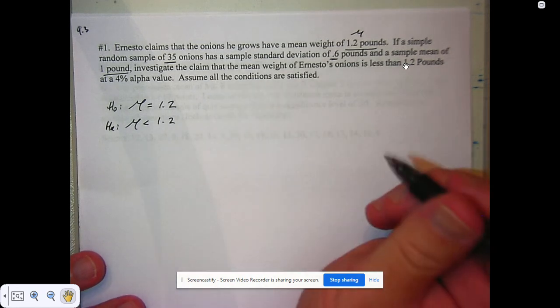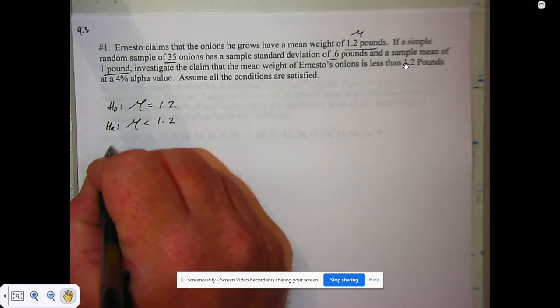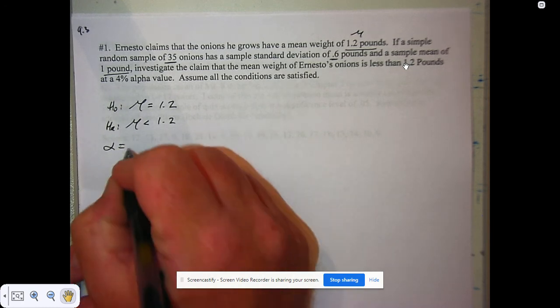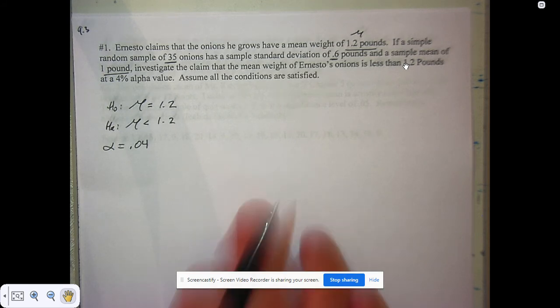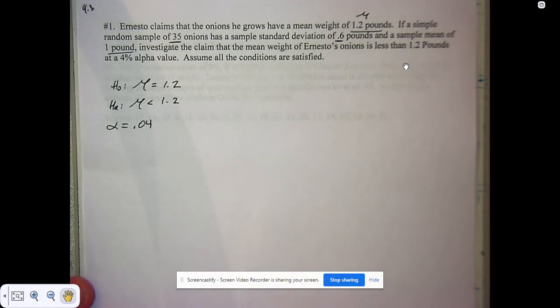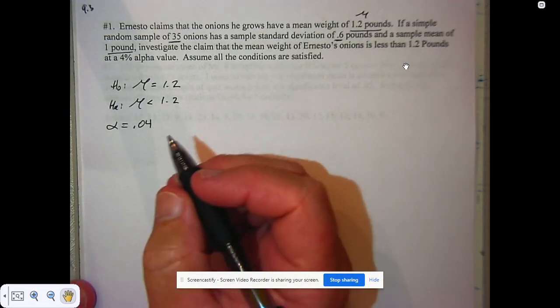We can do that in the state or in the plan. Our alpha value is 0.04. Sometimes it's 0.05, sometimes it's 0.01. Sometimes when Mr. Kimley gets silly, he just changes it willy-nilly. It's 4% this time. So now there's the state.